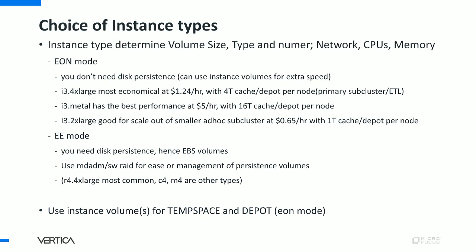The i3 2x is good for scale out of small ad hoc clusters. They have a smaller cache and lower performance, but it's cheap enough to use very indiscriminately.